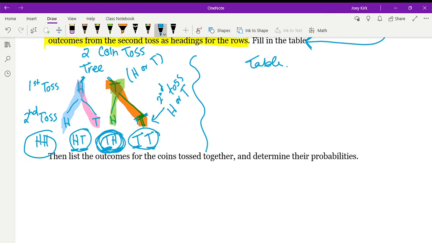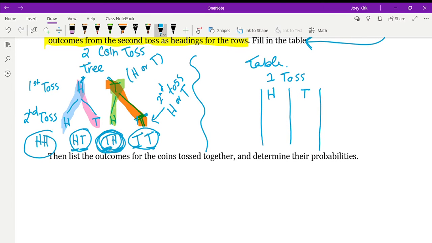Now, if we want to do this as a table, you list the outcomes of the first toss as the headings for columns, right? So our first toss, we can have heads or tails. So these are going to be our headings for the columns.